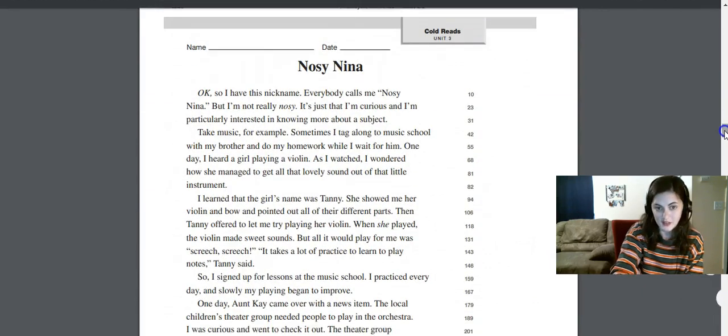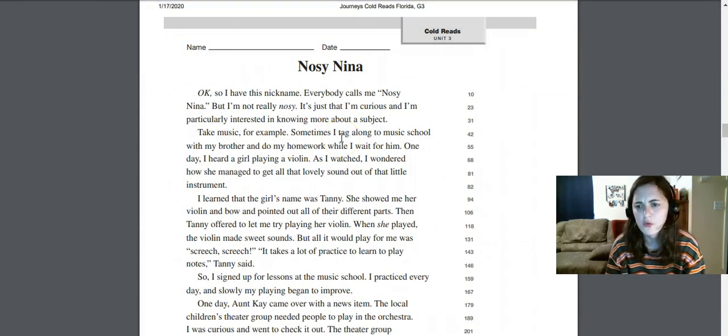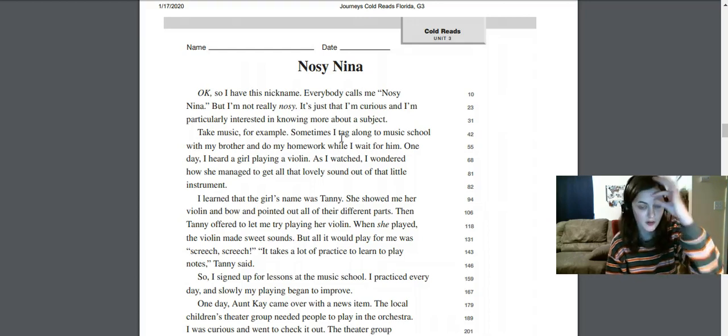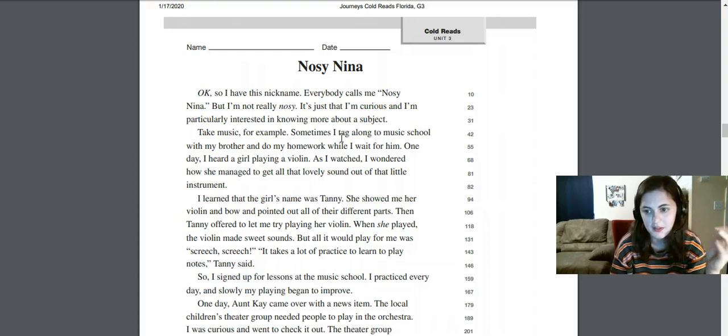And then Nosy Nina. So this story is about a girl who thought she was just curious, but a lot of people would call her nosy about it because she was always asking questions, always getting up in other people's business, just because she was a very curious person. So when she went to the music school her brother went to and did her homework, she saw this girl playing violin and she was very, very curious about it. So she decided to take up violin.